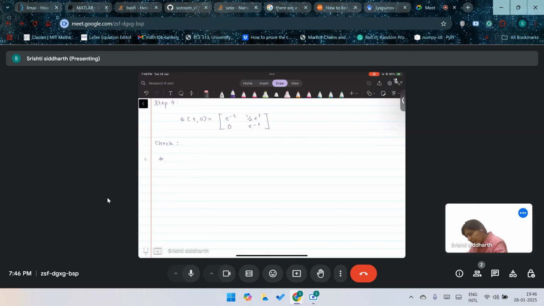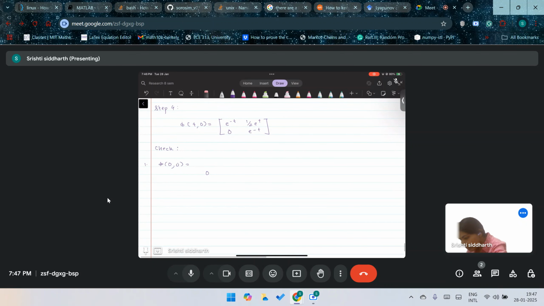So let's see, phi at 0, comma 0 becomes, so this is 0, this is 1, this is 1, and this is actually half. I see. Okay, so let's see, maybe the initial condition is not t equals 0. Okay, sorry. This is the fundamental matrix.